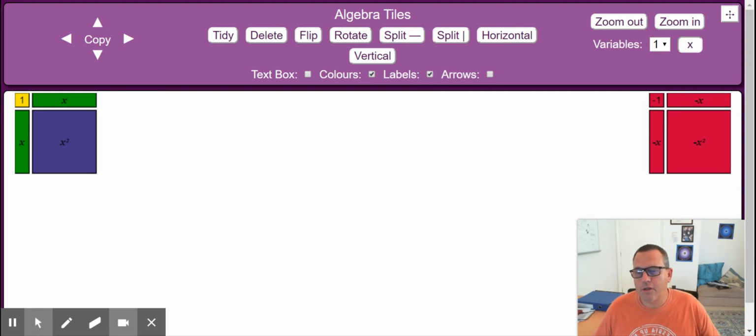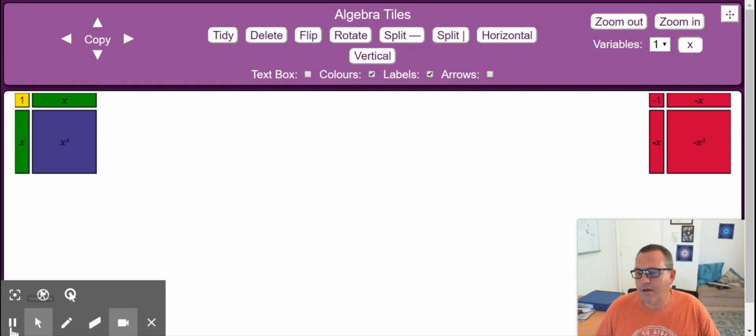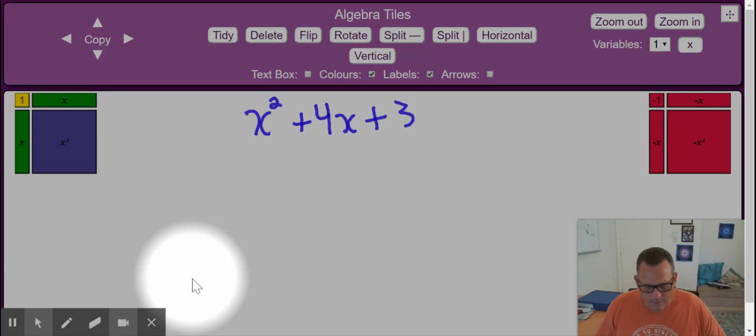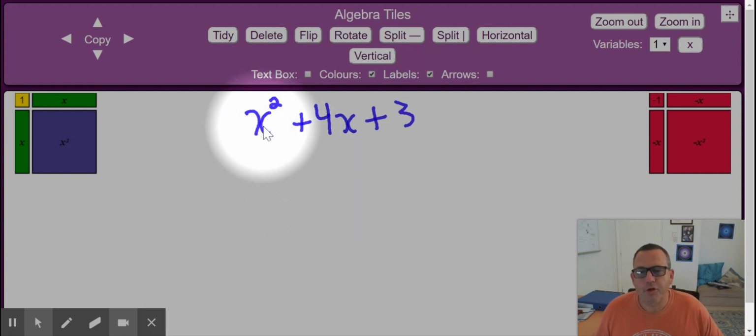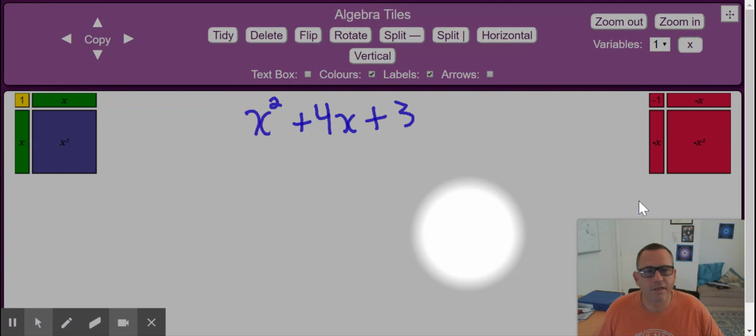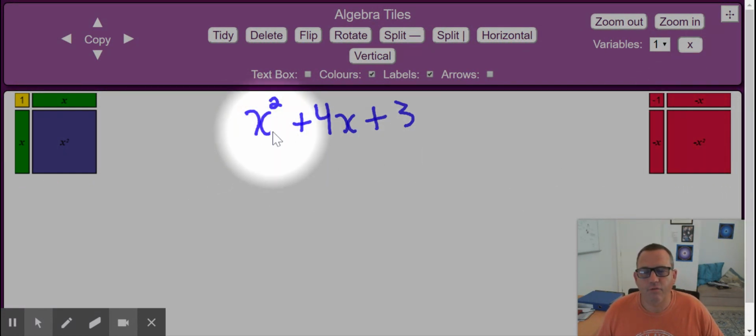All right, so again, I'll show you the website, and we can use this website to do things called algebra tiles to go ahead and factorize things. Okay, so we have an expression here, x squared plus 4x plus 3, and we're going to use these algebra tiles. These are the positive ones on the left. These are the negative ones over on the right to go ahead and factorize. So how do we factorize this? We're going to make a rectangle, aren't we?